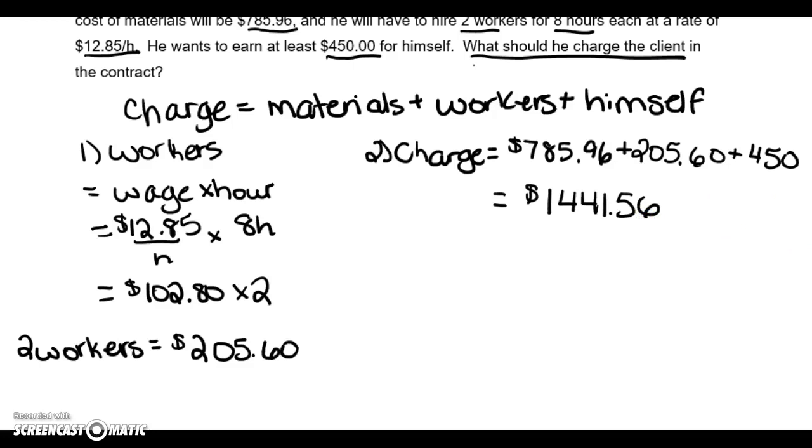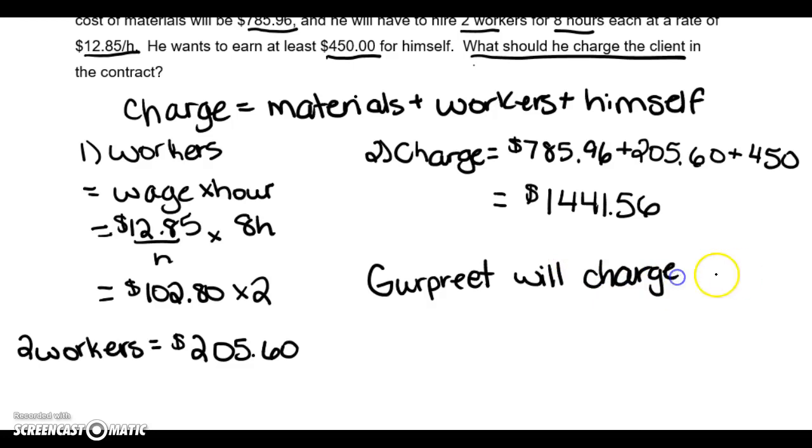And just to finalize our little question here, remember we need to answer these with a sentence because this is a word problem. So here we're talking about how much Gurpreet is going to charge his client. So turn that question to a statement. So Gurpreet will charge his client $1,441.56.